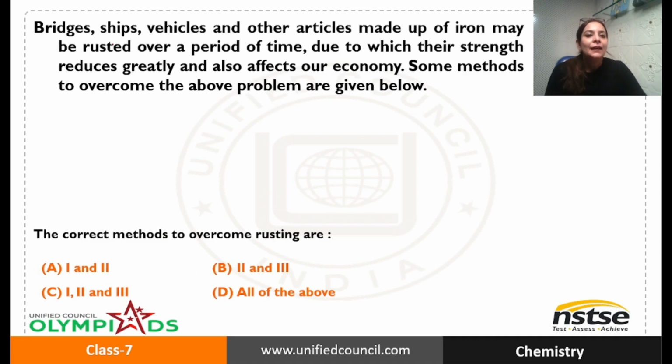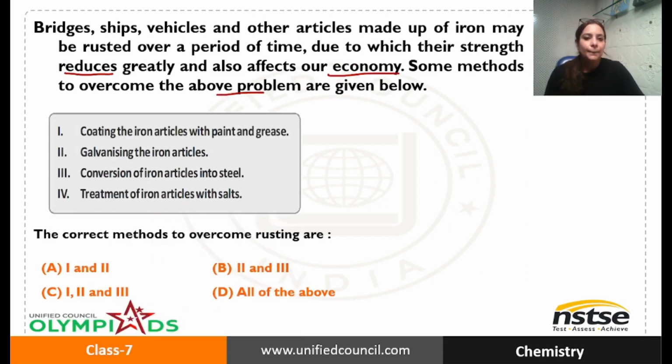Okay, next question. Bridges, ships, vehicles and other articles made up of iron may be rusted over a period of time, due to which their strength reduces and also affects our economy. Some methods to overcome the above problem are given below. We know that all the articles made up of iron, after prolonged exposure to moisture, get rusted with time, and their strength reduces and it affects our economy too. So this problem can be overcome, how? By coating the iron articles with paint and grease.